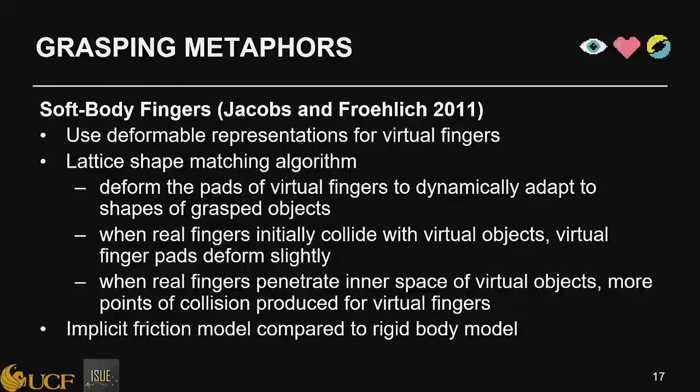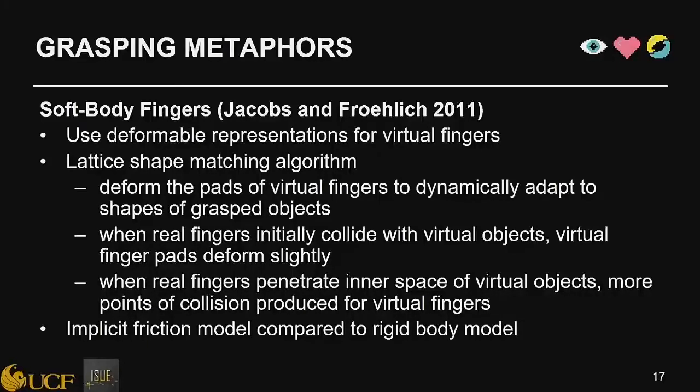So what soft body fingers does is use a lattice shape matching algorithm. And what that does basically is it deforms the pads of the fingers to dynamically adapt to the shape of the grasped objects. All right, now depending on how complicated your objects and how complicated your model, that can get somewhat computationally intensive. But there are ways to speed that up. And when your real fingers initially collide with the virtual objects, the virtual finger pads are going to deform slightly, and you would actually see that in the virtual world.